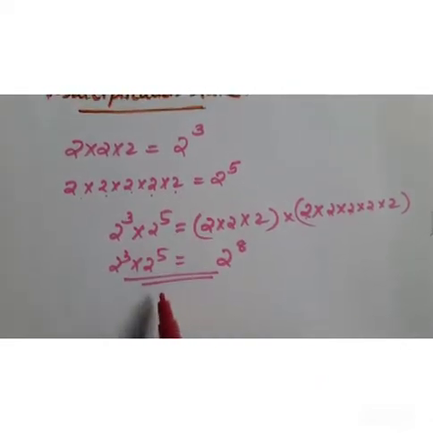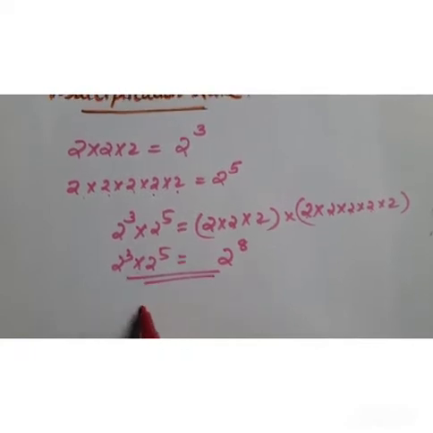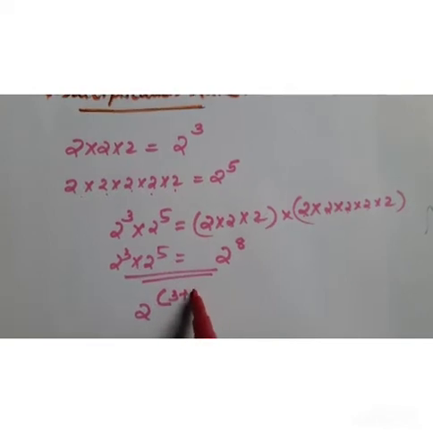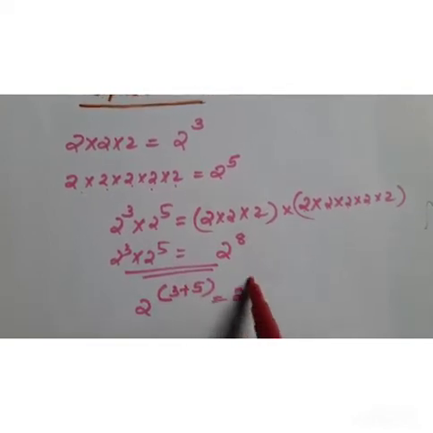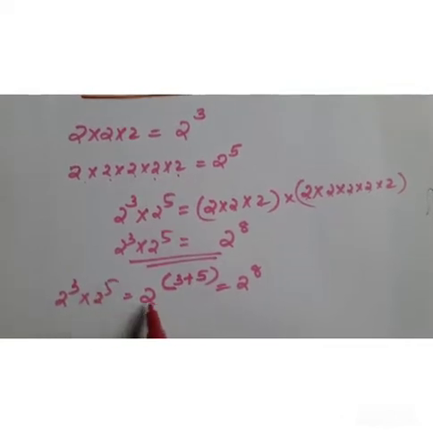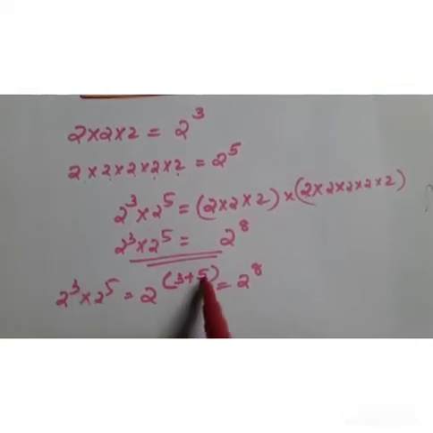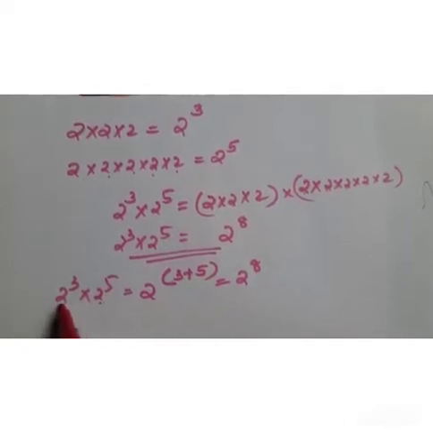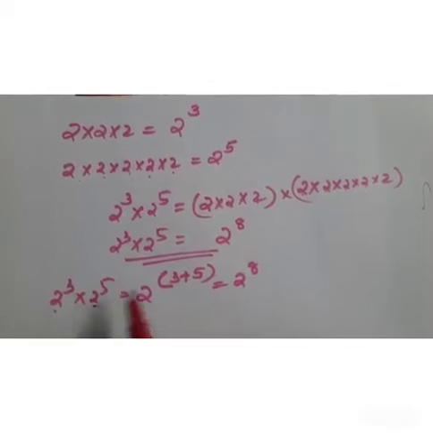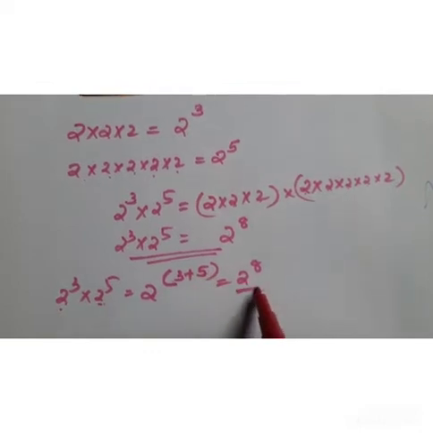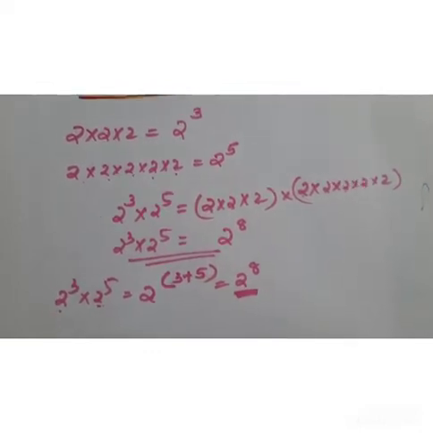Any relationship we can see here? 2 raised to 3 plus 5 is equal to 2 raised to 8. So 2 raised to 3 into 2 raised to 5 is equal to 2 raised to 3 plus 5. The powers should be added if it has the same base. Both have base 2, so the powers should be added, and you got 2 raised to 8.